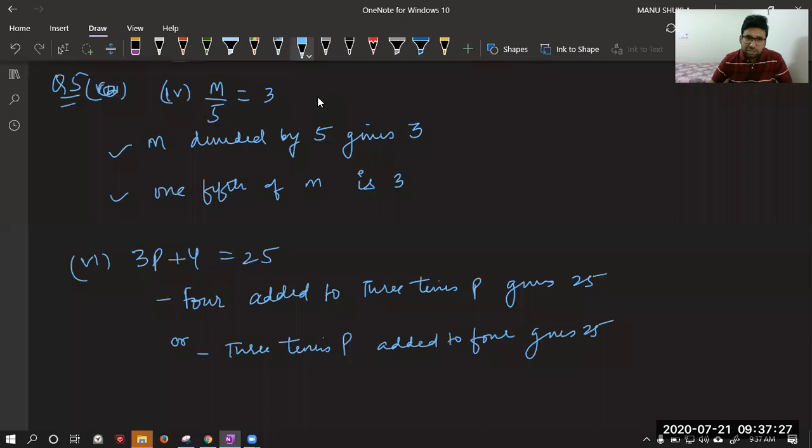Now let us take the doubt by Ryan, that is the 8th part. The 8th part is p upon 2 plus 2 is equal to 8. Mokshita is saying the sum of 3 times p and 4 is 25. Is it correct? Yes, beta Mokshita. Don't worry. You are doing okay. Don't worry. Okay. Sir, I told in the fourth question.